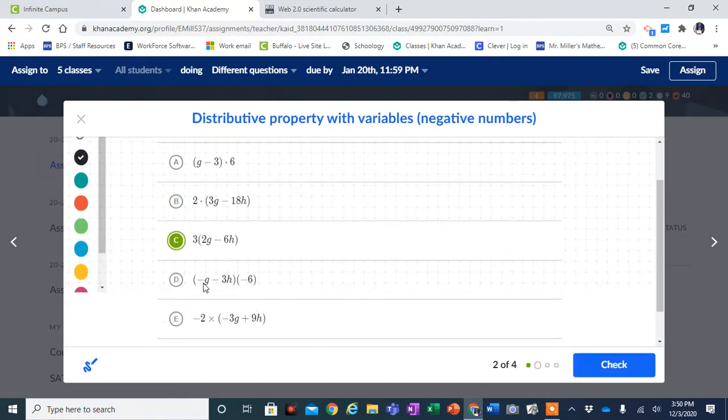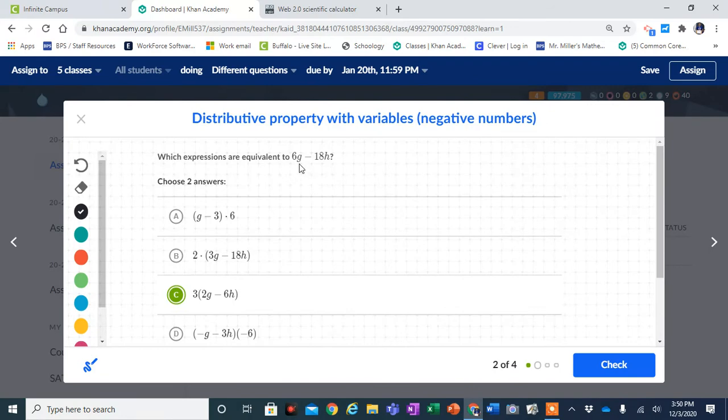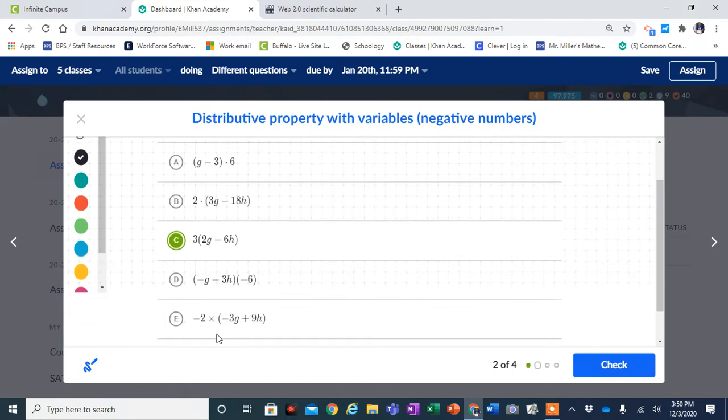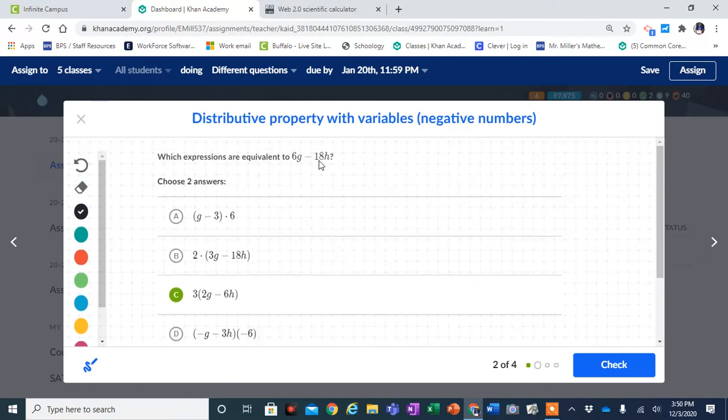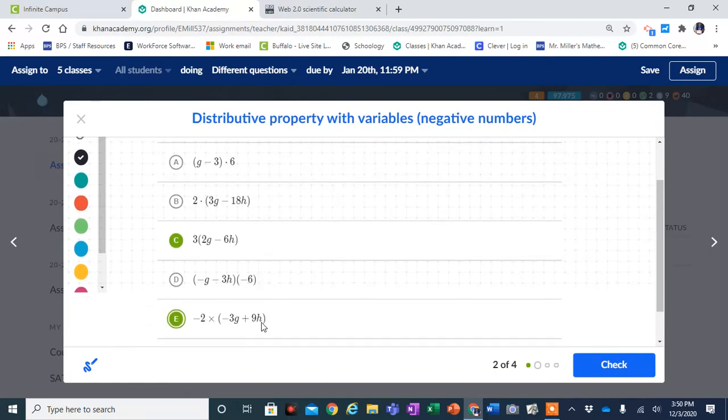Negative 6 times negative g is positive 6g. Negative 6 times negative 3h, negative times a negative would be a positive. We don't want a positive. Negative 2 times negative 3 is positive 6g, and negative 2 times positive 9 is negative 18, and we have the letter h still.